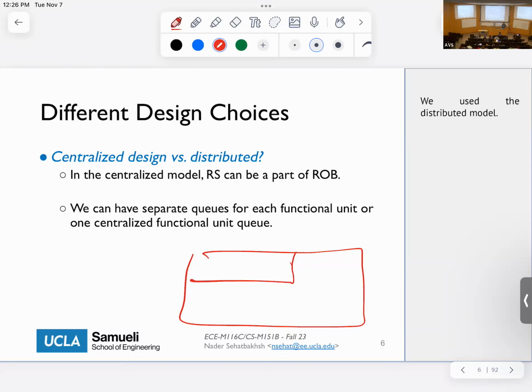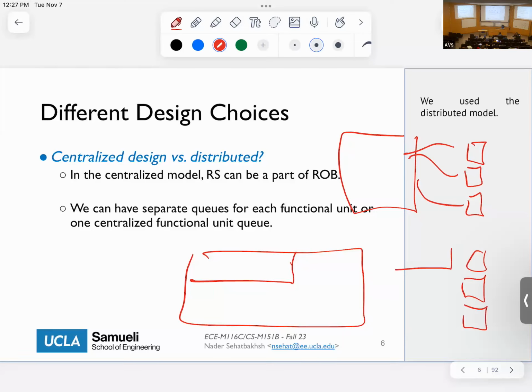And then we can have separate queues for functional units. Basically, we can have something like this, where we have functional units here, and then we can have one giant reservation station that is connected to all of them, or we can have something like this, where there is a dedicated reservation station for each of these functional units. And then based on which type of instruction this is, the code puts things into their dedicated rows. So this is also another design choice of some of these systems. Okay.